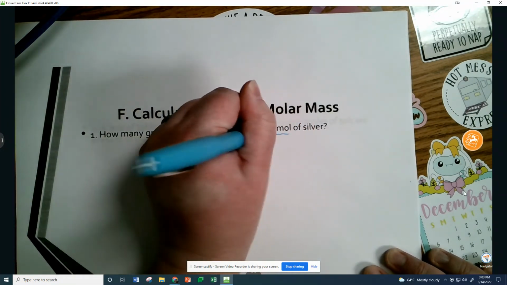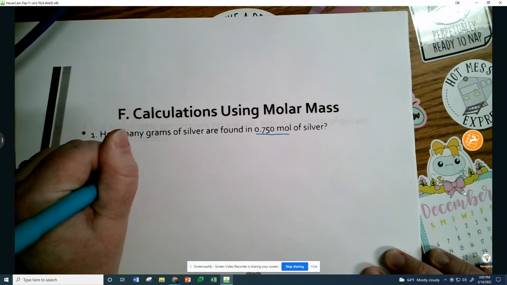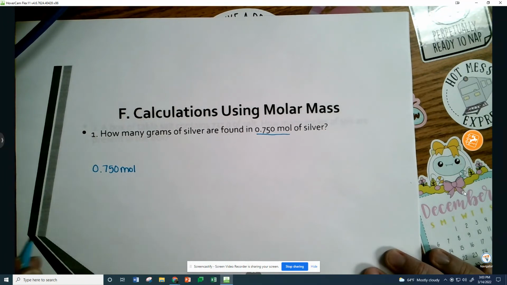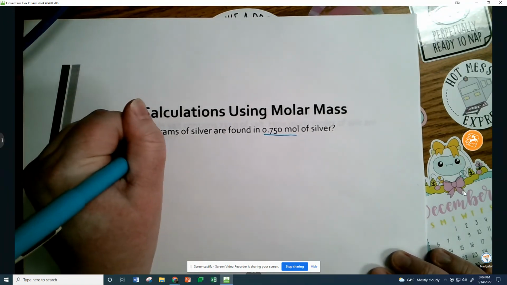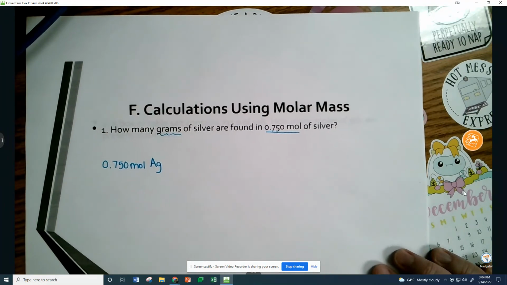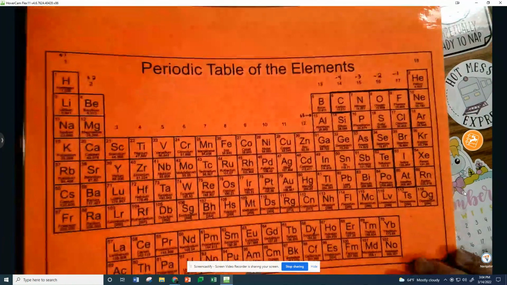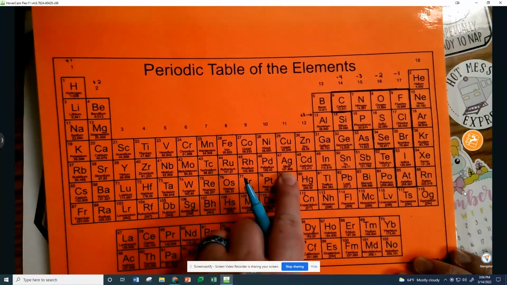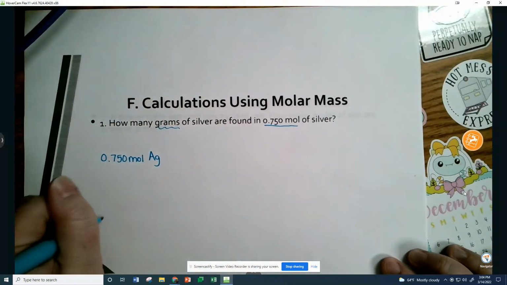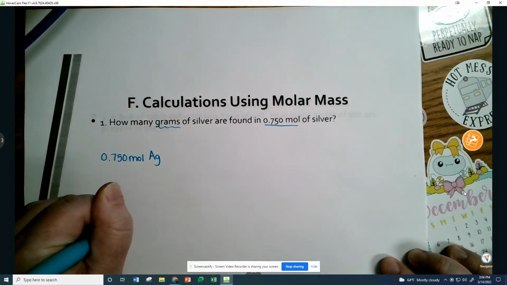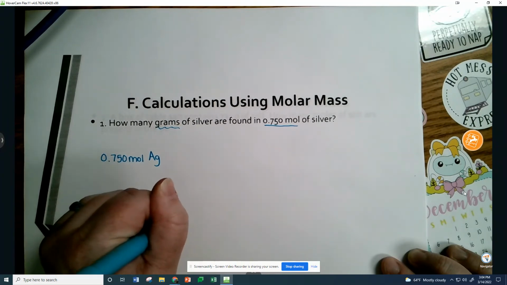This problem gives us 0.75 moles of silver. It's important to ask myself, is silver Hofmeister? It is not, so it's just Ag. And it wants to know grams. So that means I need mass. And more specifically, I need molar mass. So because I'm working with silver and it's not Hofmeister, this rounds off to 107.87. So the molar mass of Ag is 107.87 grams per mole.